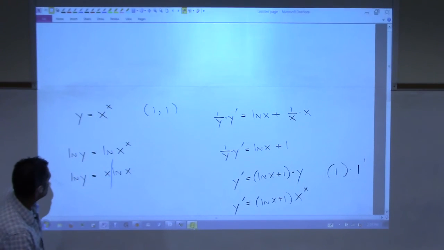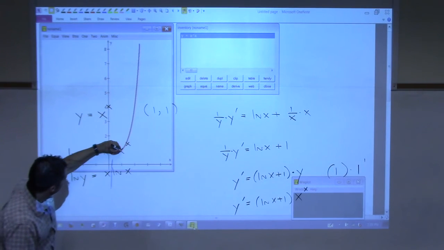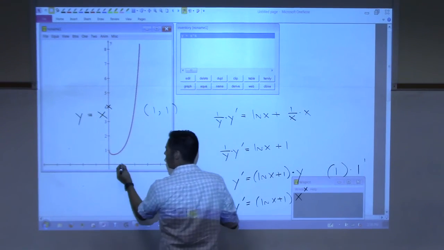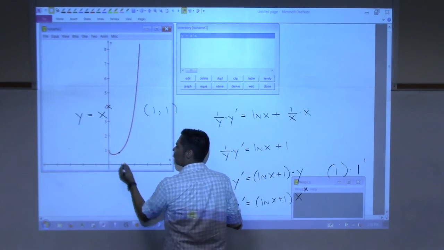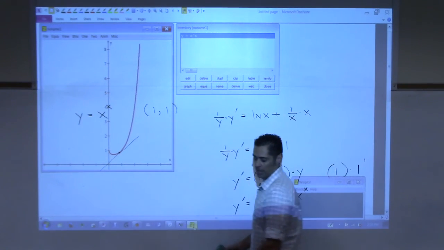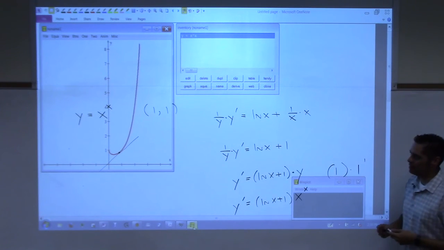See if it matches. If I go out to 1, I go up 1, I'm right here, right? And the slope of that line is 1. Yeah, exactly.